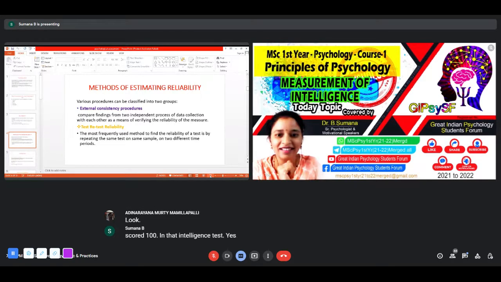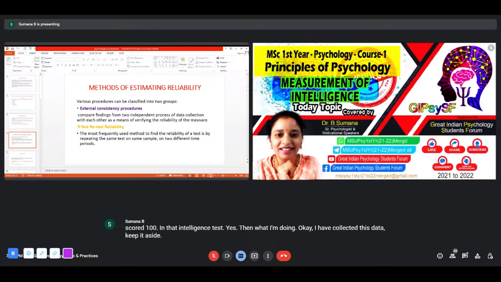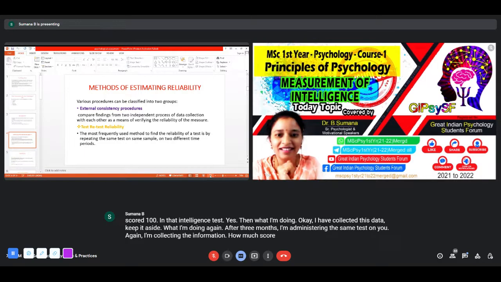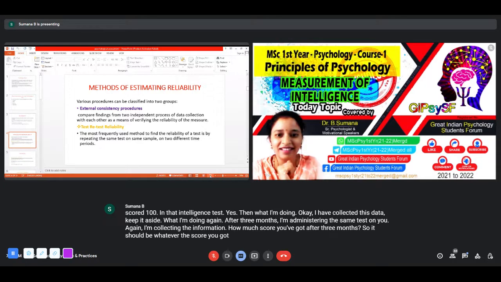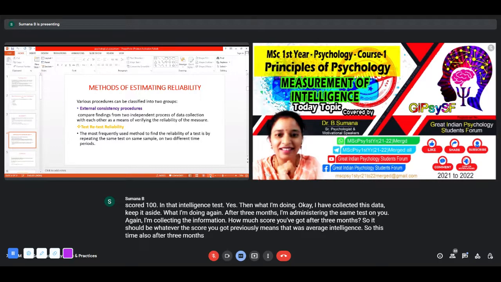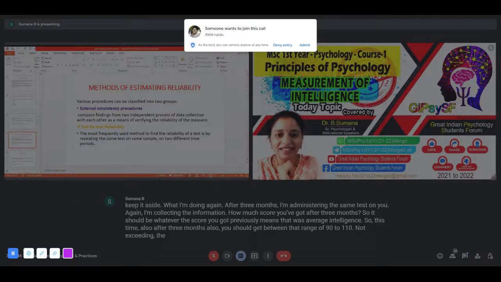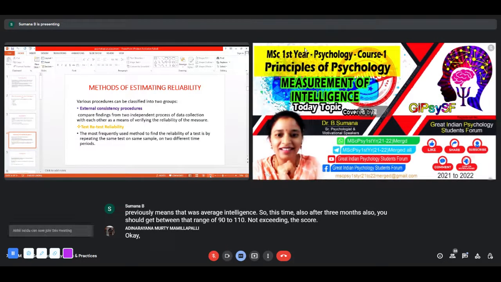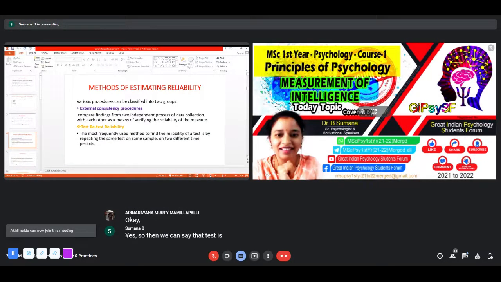Then I have collected this data, keep it aside. Again after 3 months, I'm administering the same test on you. Again I'm collecting the information, how much score you got after 3 months. Whatever score you got previously, that was average intelligence. So this time also, after 3 months, you should get between that range of 90 to 110, not exceeding the score. Then we can say that the test is reliable.